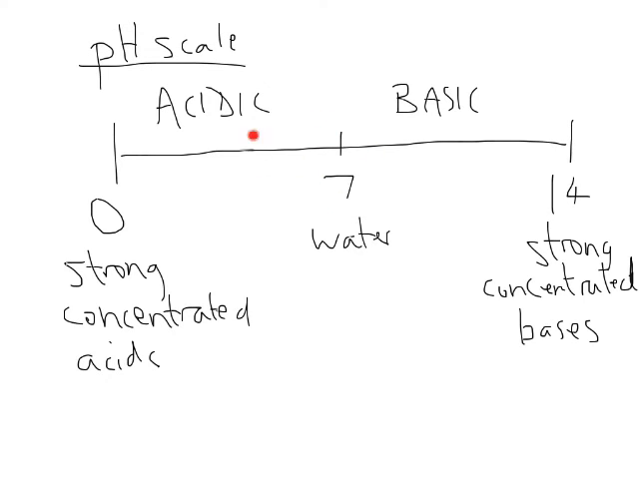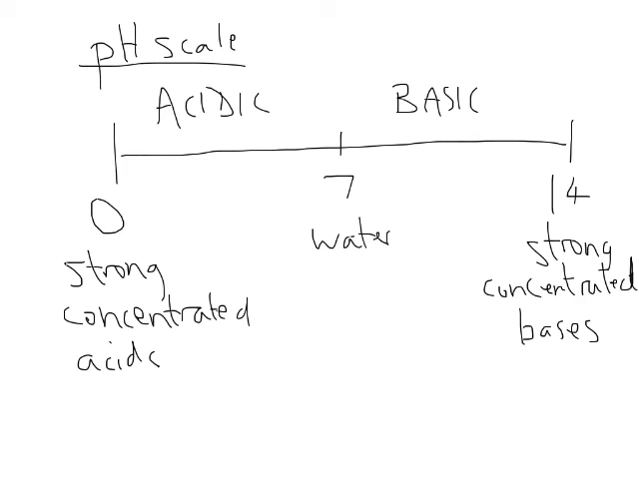The further away we go from water, the more dangerous and the more corrosive it's going to get. The further we go to the bases, the more dangerous, the more corrosive it's going to get. So you wouldn't put your hand in a pH of 0, and you definitely wouldn't put your hand in a pH of 14. You're after something close to a pH of 7 to be safe to handle and not too corrosive or too reactive. So that's the basic idea of the pH scale.